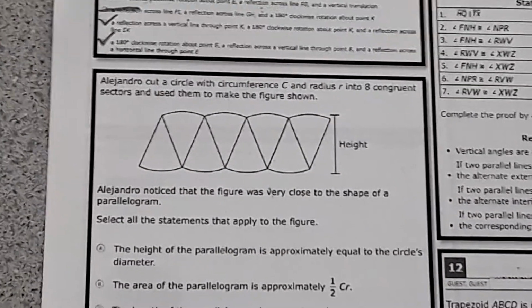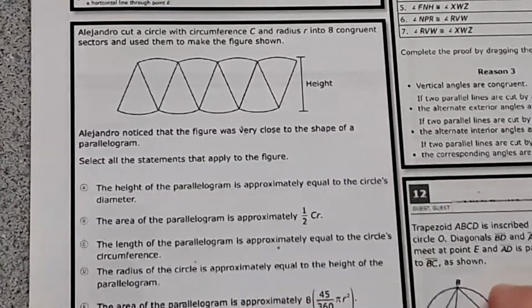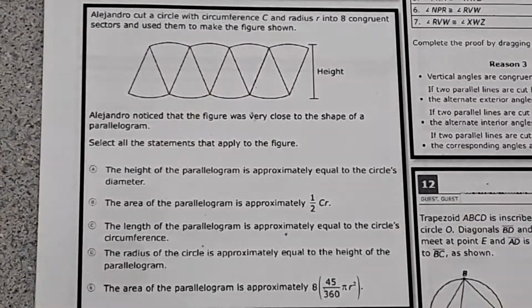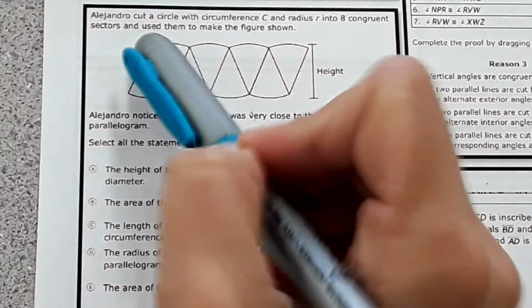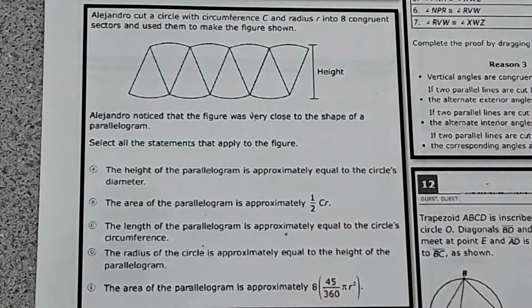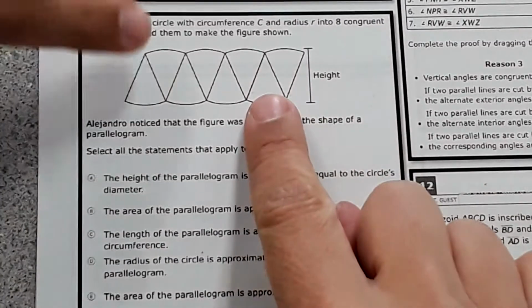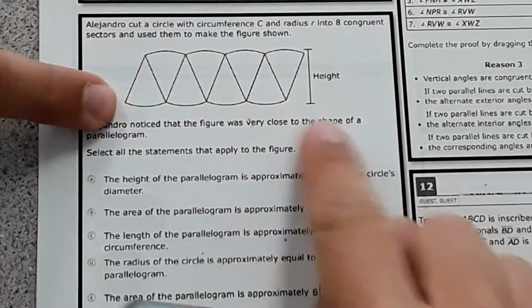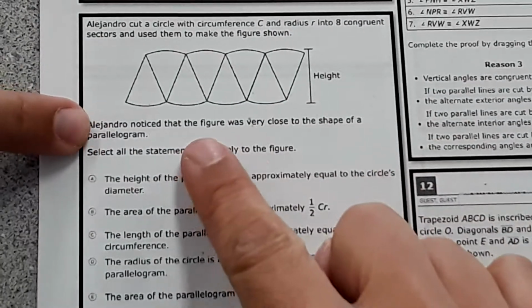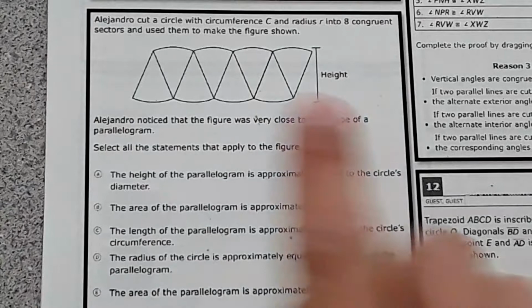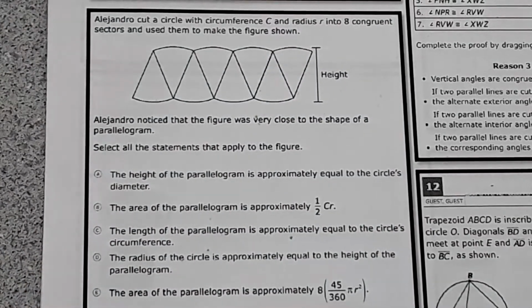Okay. Next one, you saw something like this on Geometry Nation. It shows Alejandro cut a circle with circumference C and radius R into 8 congruent sectors and used them to make the figure shown. Here it is. Alejandro noticed that the figure was very close to the shape of a parallelogram. Select all the statements that apply to the figure.